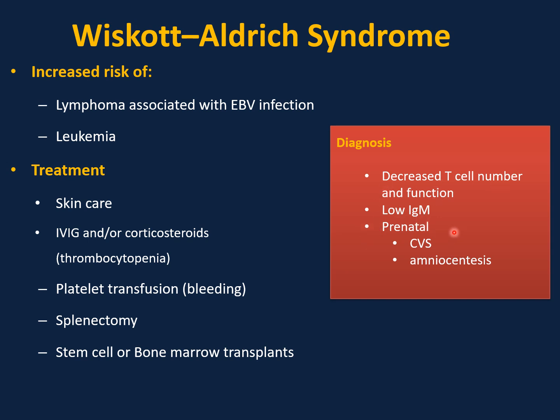Prenatally, it can be diagnosed if you have a positive family history, and this can be done either by chorionic villus sampling or amniocentesis. The treatment is skin care for eczema. In cases of severe thrombocytopenia, you need to give IVIG with or without corticosteroids. If the child is bleeding, you need to do platelet transfusion, splenectomy, and stem cell or bone marrow transplants.